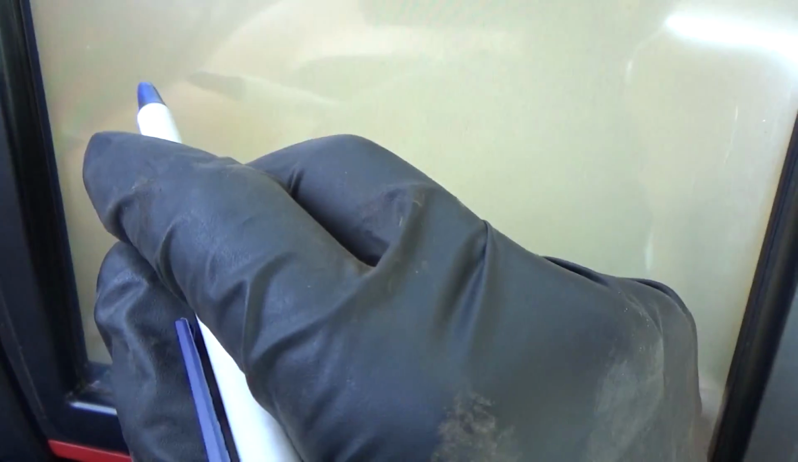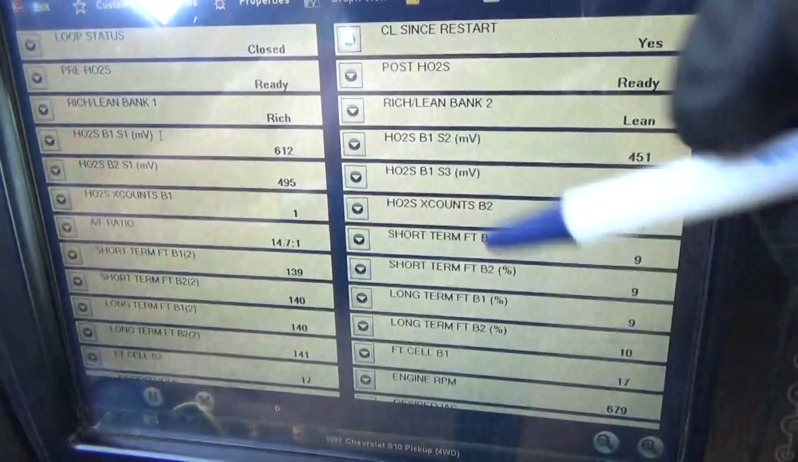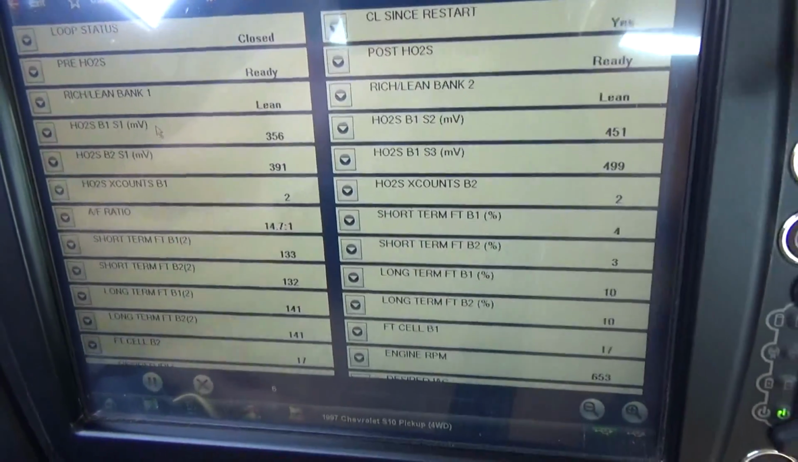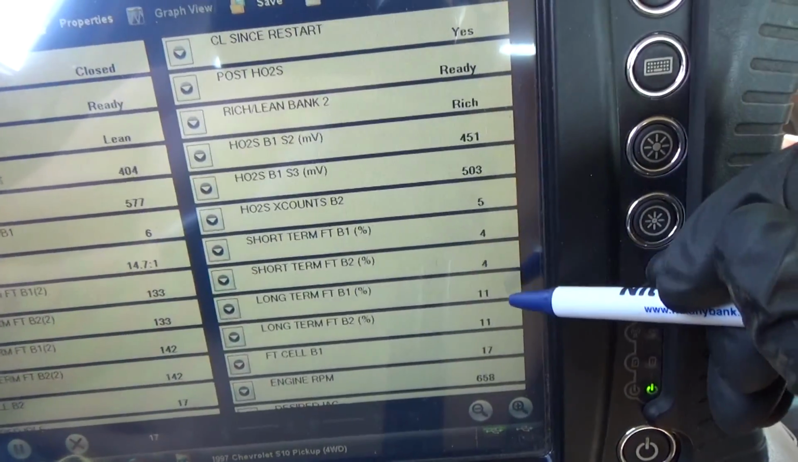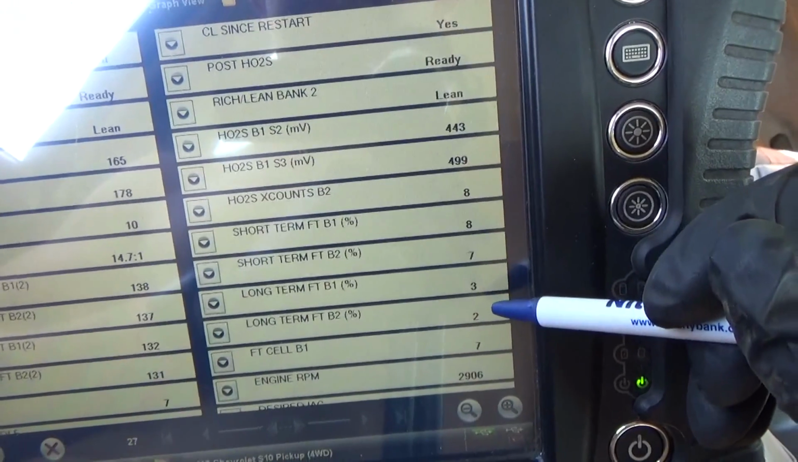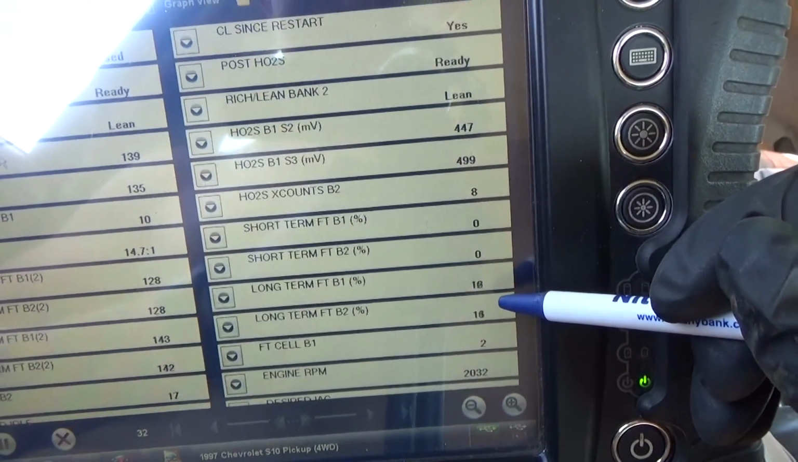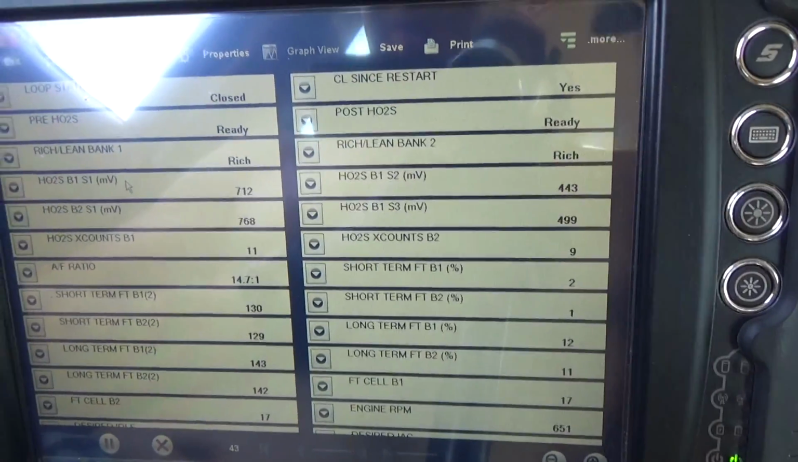Let's go back to sensor data and see if our oxygen sensors are working. If it's in closed loop, fantastic. Our fuel trims are short term 3, long term 11. Let's raise the RPMs a little bit. Those come right down. Not too worried about that. Let's take it for a spin.